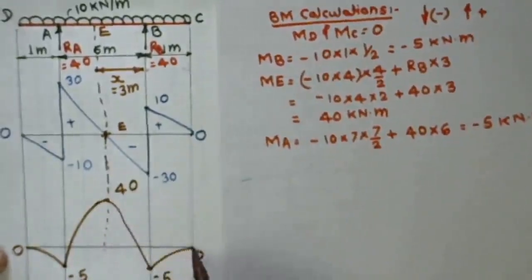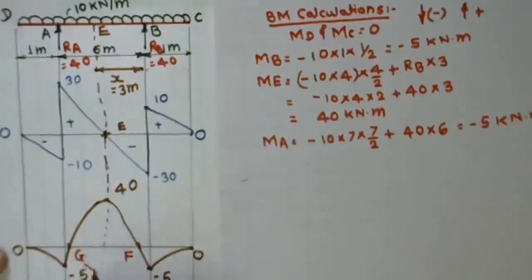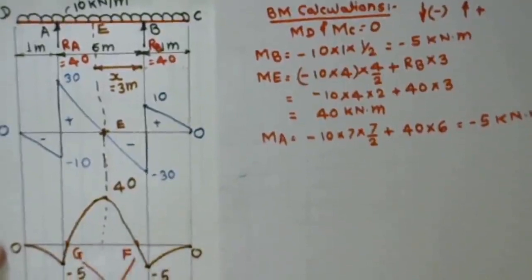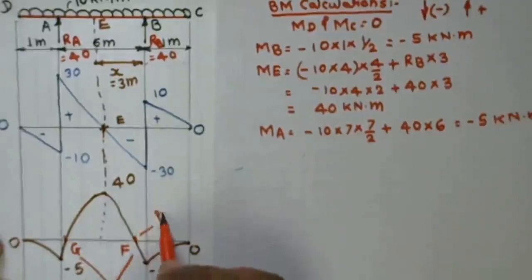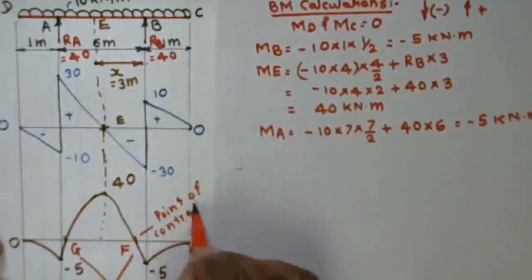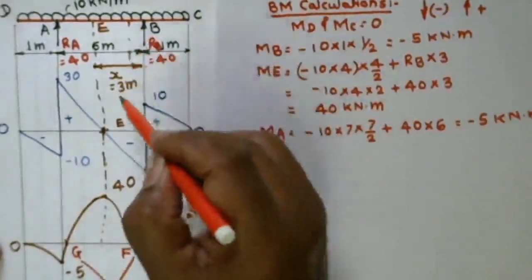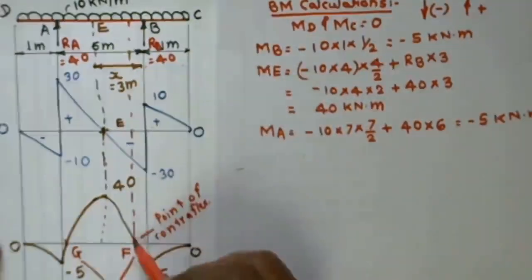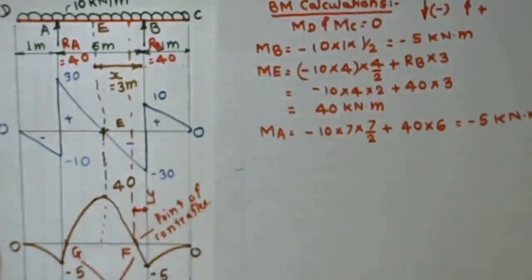Here also a parabolic curve. In this case, we are getting 2 points of contraflexure. One we may say is point F, this point is G. There are 2 points of contraflexure. So here we have to locate its dimensions. This dimension we may say is y, this dimension we say is y from the right hand support.